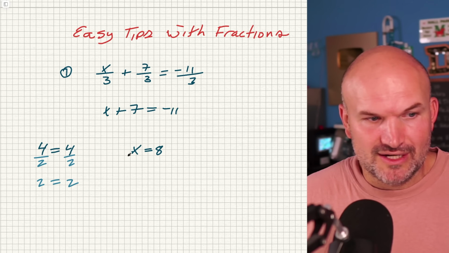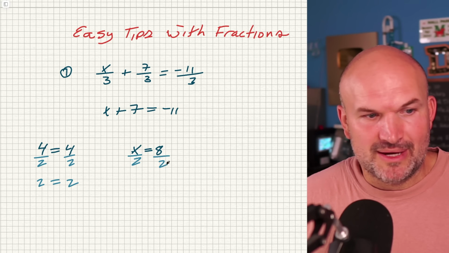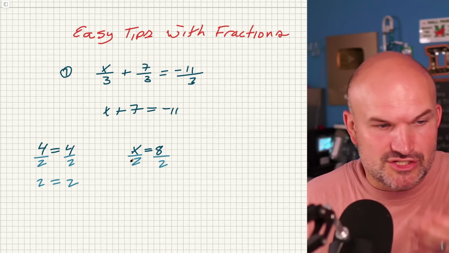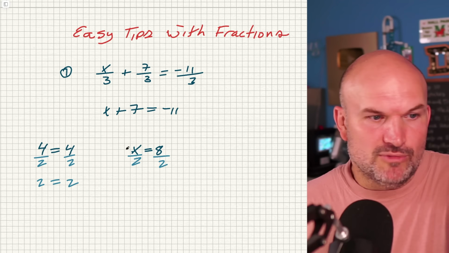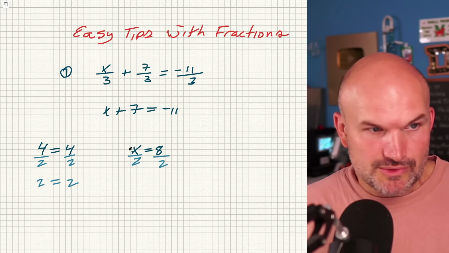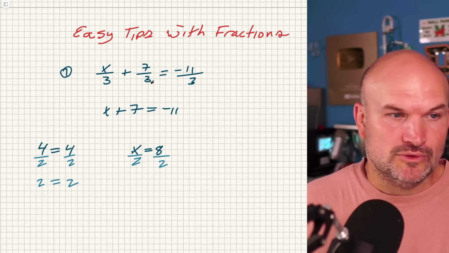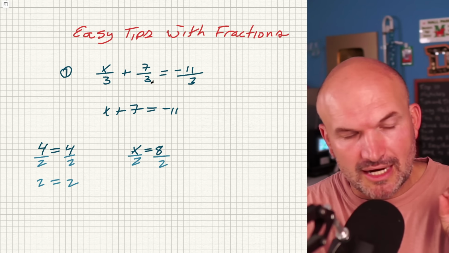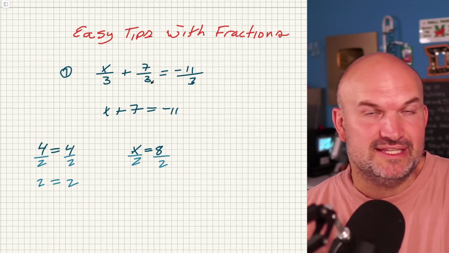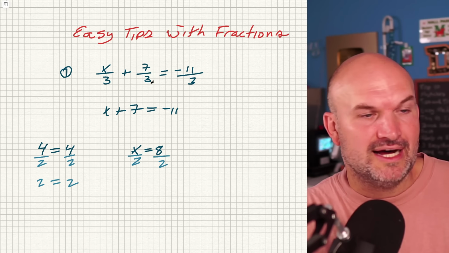In the same respect over here, if I had x divided by 2 equals 8 divided by 2, to solve this, we know you can multiply by 2 on both sides to undo your denominators, and still x is going to equal 8. So in this example, we don't need to get rid of our fractions, because when all our terms are divided by the same number, we can just focus on the numerators.